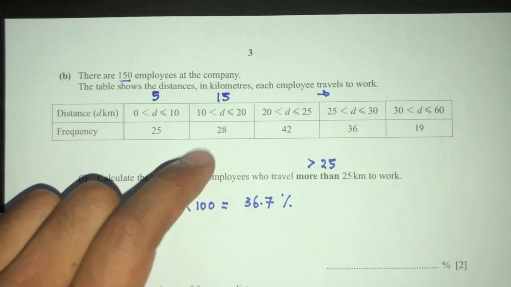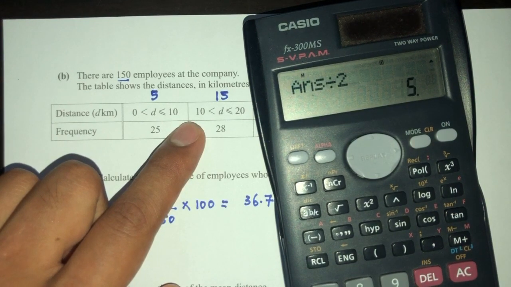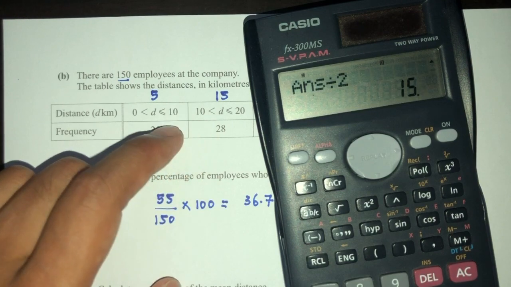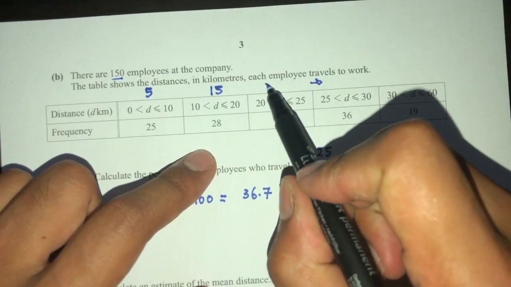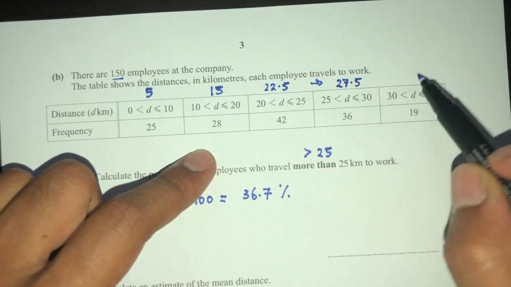So pretty easy. You take the value here plus this one, so 0 plus 10 divided by 2. That's the midpoint. Here, 10 plus 20 divided by 2. That's the midpoint. So that's how you find the midpoint for those values. So you will have 22.5, 27.5, and here you will have what?